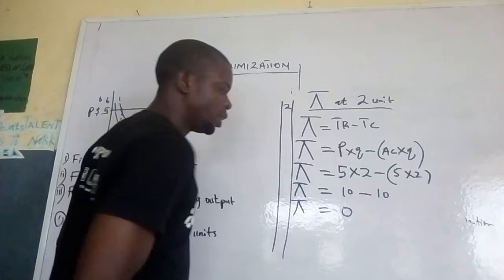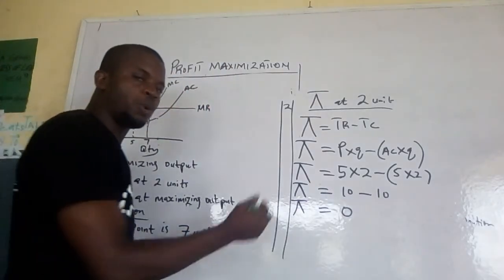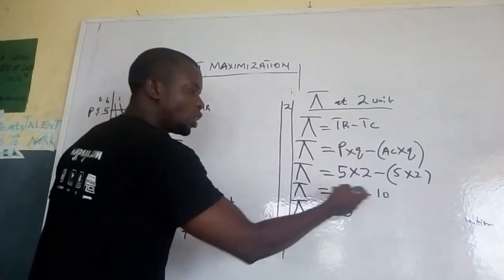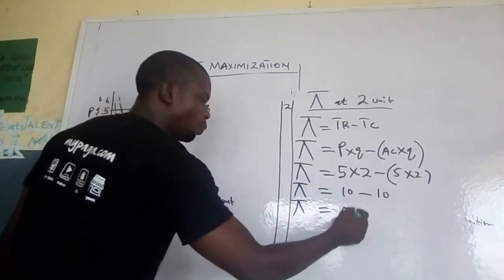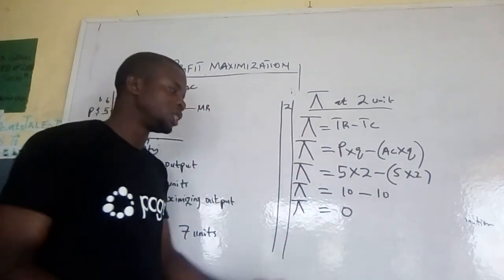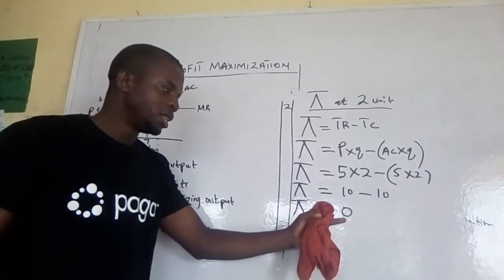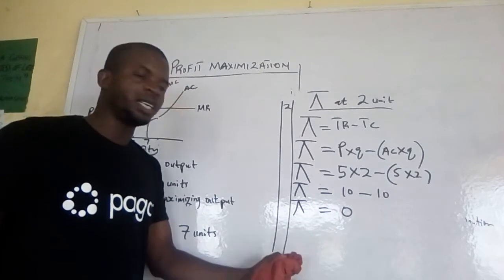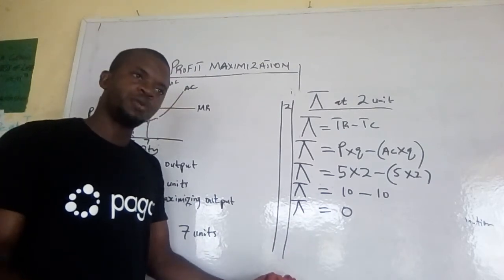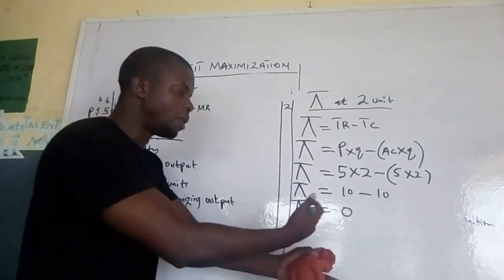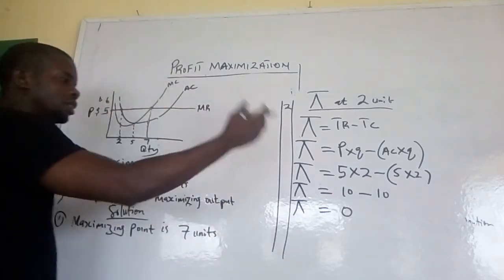This is the break-even point. Break-even point is the point where total revenue equals total cost. So this is normal profit. At this point, there is no economic gain. You don't lose as a firm and you don't make any gains, but we theoretically call it normal profit. That is the answer to that.